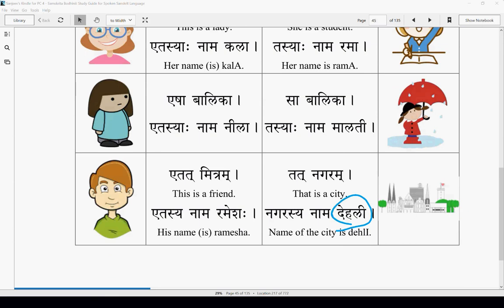Dehali. No, so what actually this has become Delhi now. This become Delhi and it is pronounced Delhi usually. But in Sanskrit the original word was Dehali. Original word Dehali. Okay, thank you. It has a meaning. Why? Dehali means altar.